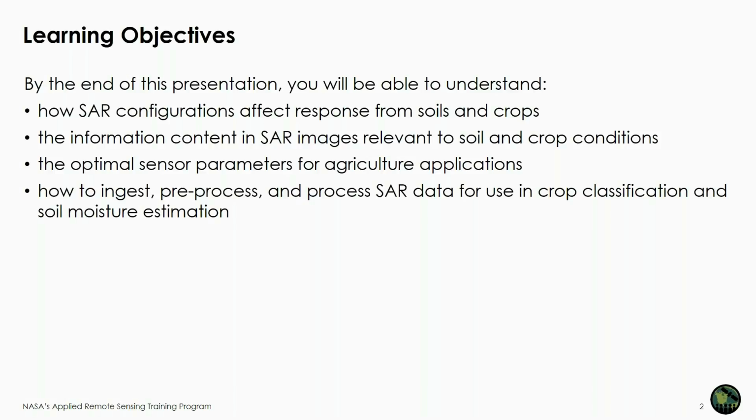We're hoping that by the end of this presentation and demo, that you'll be able to understand how radar configurations affect the responses from soils and crops, what the information content that radar images hold specifically as they relate to agricultural targets, what are some of the optimal sensor parameters that we can use to derive information about agriculture, and then again, my colleague here will be walking you through how to ingest some radar data, how to do some pre-processing, and then how to extract some information on crops and soils from radar data.